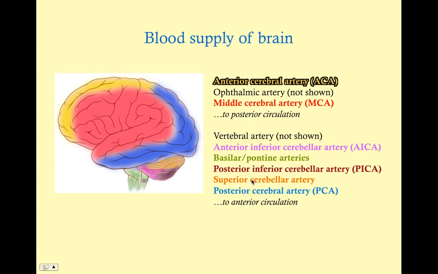lateral medulla. The superior cerebellar artery takes care of the superior cerebellum, and the posterior cerebral artery takes care of the posterior cerebrum, the posterior part of the brain. So the inferior part of the temporal lobe, the posterior part of the parietal lobe, and the occipital lobe. So it's taking care of the back, just like its name implies.